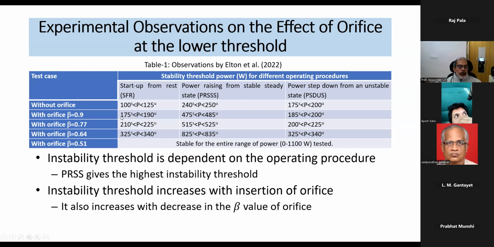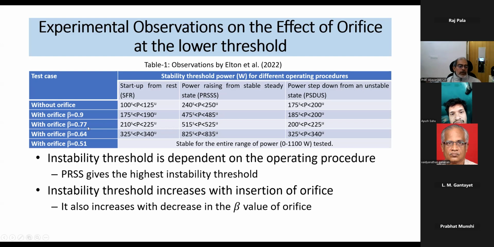now we use the orifice. Without the orifice, up to 100 it was stable. With the orifice, up to 175 it was stable and at 190 it was unstable. And when you raise the power from a stable steady state, it was stable up to 475 watt and unstable at 485.